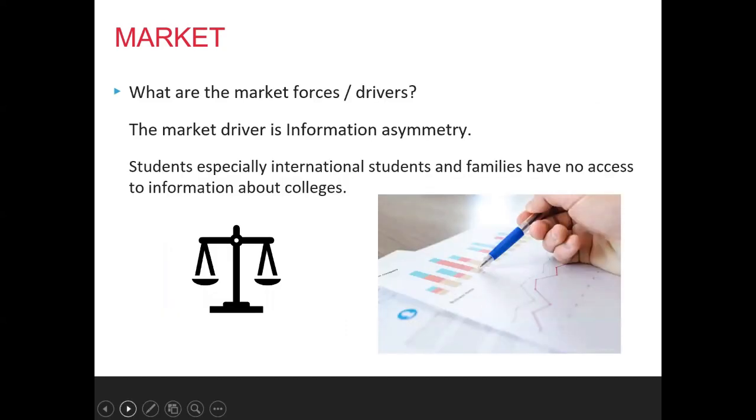The market driver is information asymmetry. Students, especially international students and families, have no easy access to college information, or they need to merge the data by themselves to get a final conclusion. As long as students want to know which college to attend, we can help them. In the future, the UN Decision would upload more elements that our customers are concerned about, such as scholarship, majors, and future average income, to help students plan their life better.